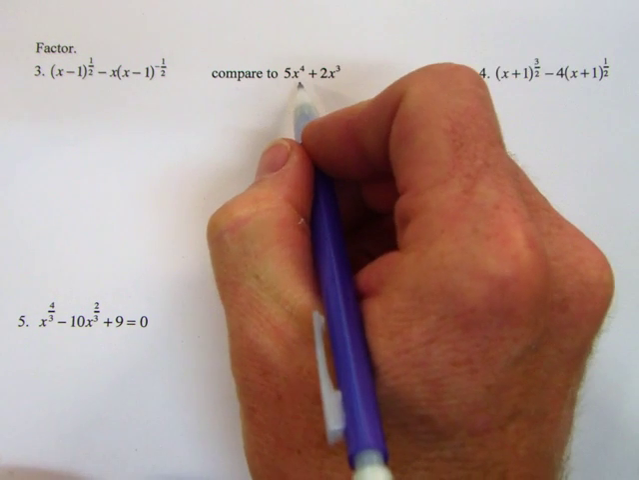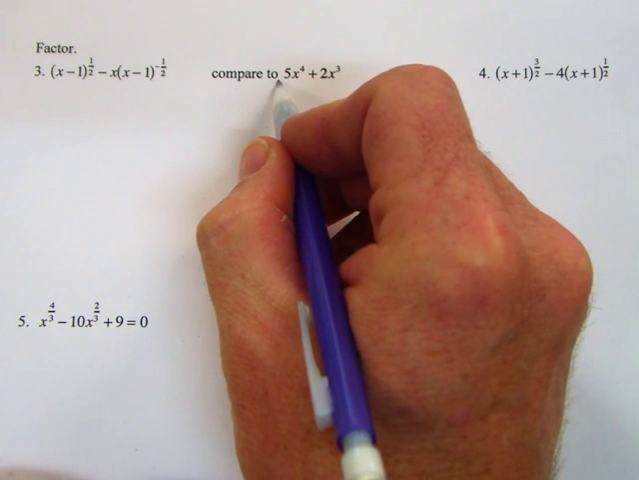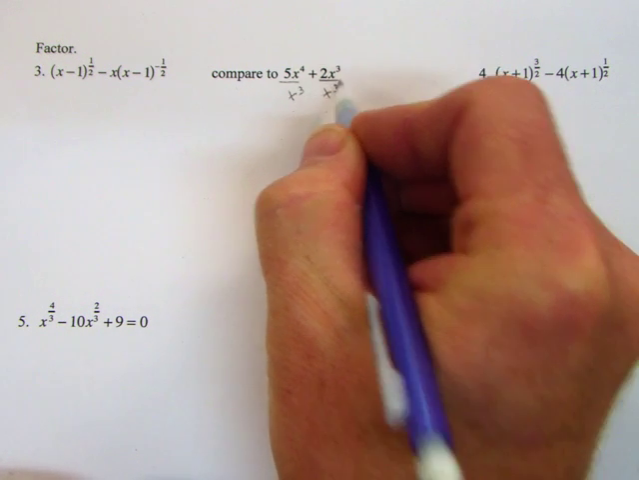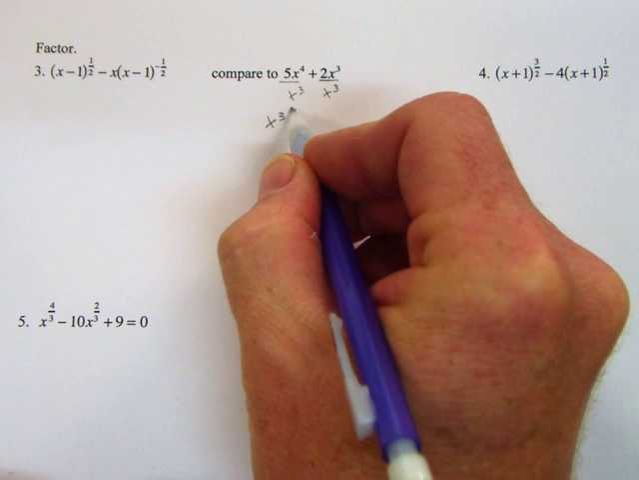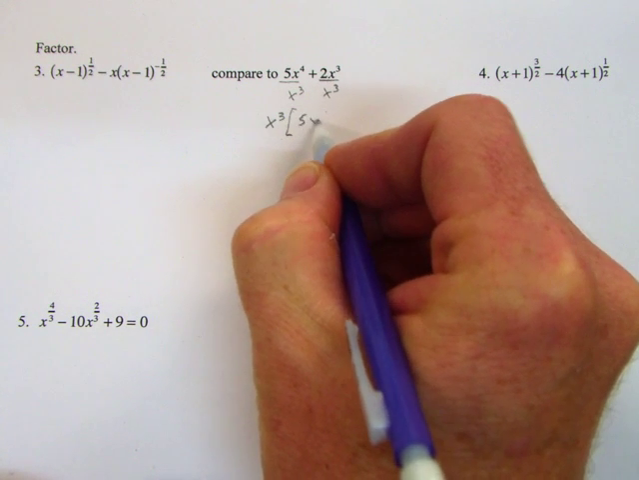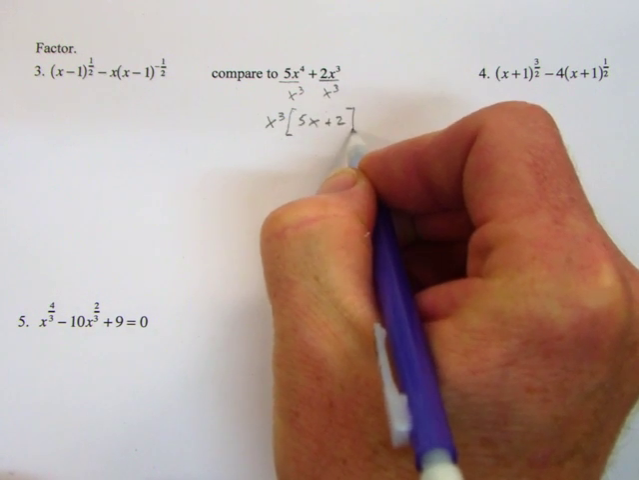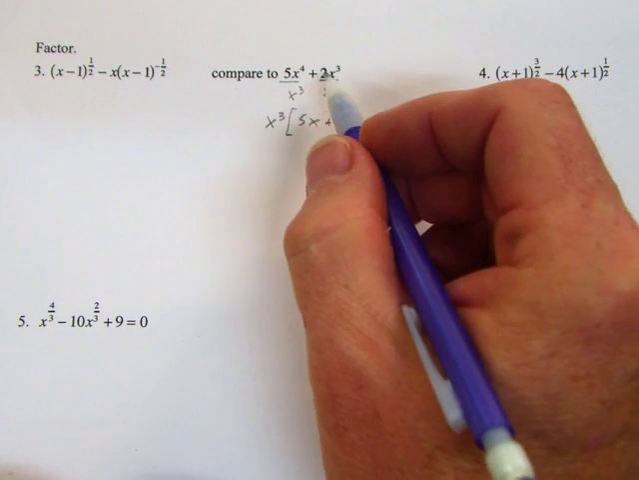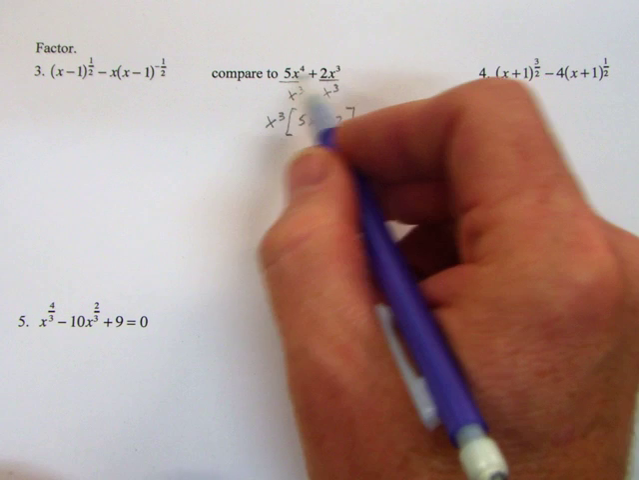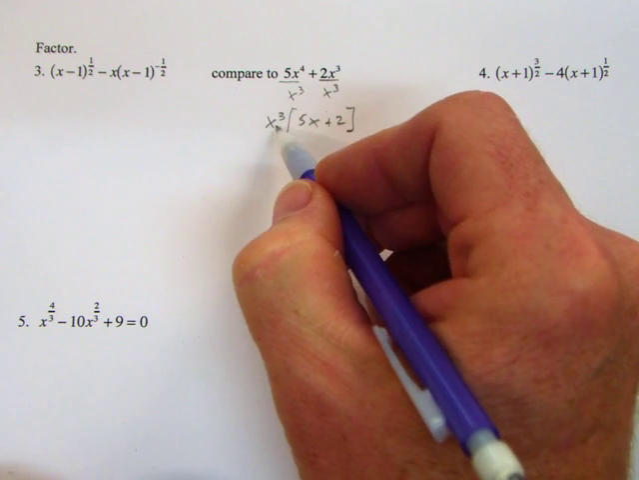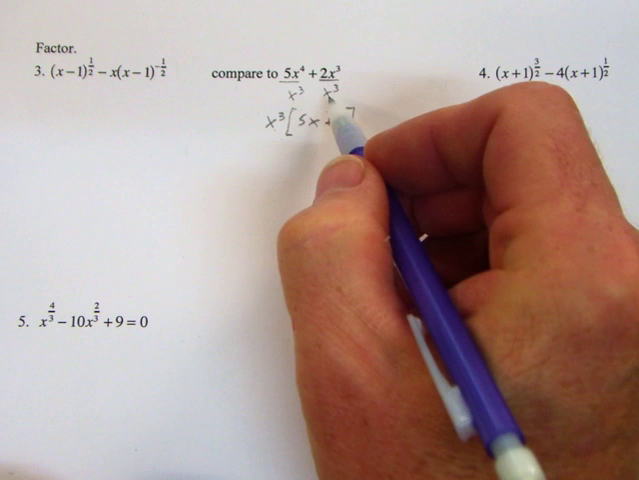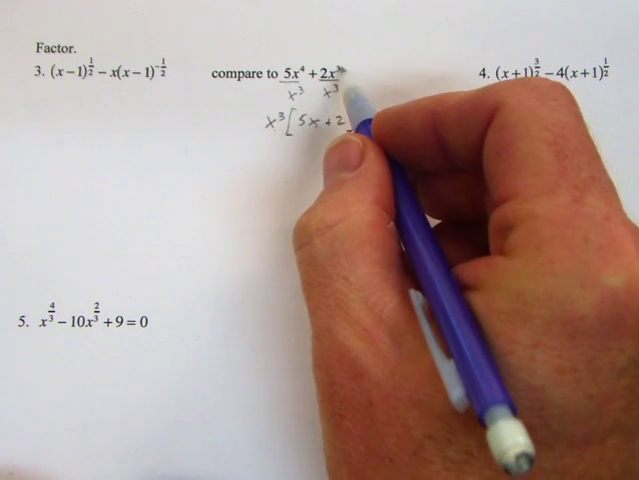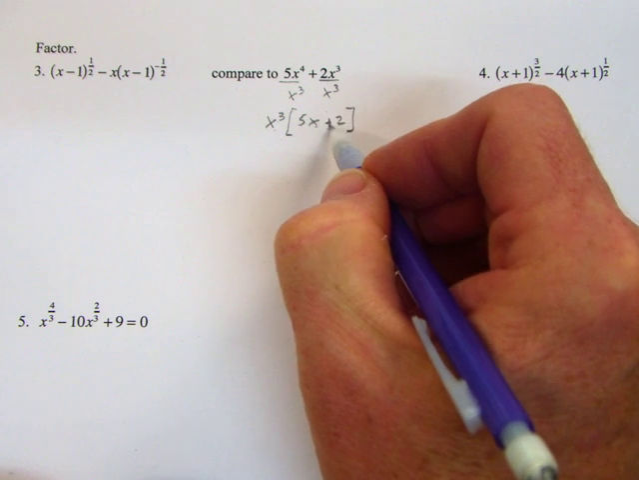Now, original way you would have done this is you would have said, I'm going to divide by x cubed, and then we would write x cubed times 5x plus 2. Now that was way back in Algebra 1. At this point, what we would typically do is pull out the x cubed and say x cubed times what gives me 5x to the 4th? It would be 5x plus x cubed times what gives me 2x cubed? It would be 2.